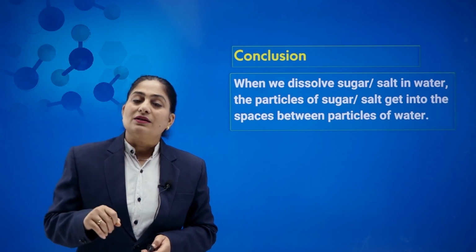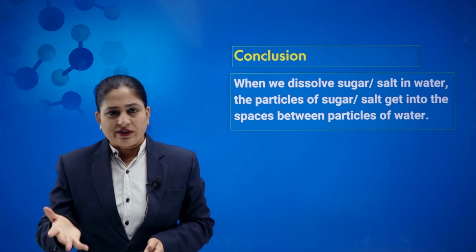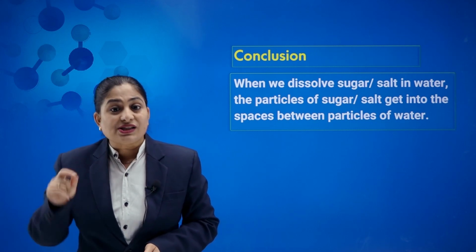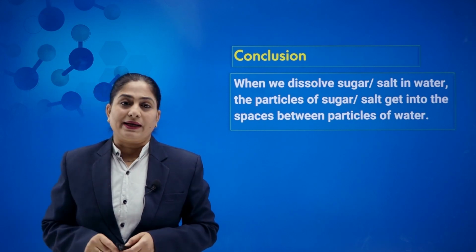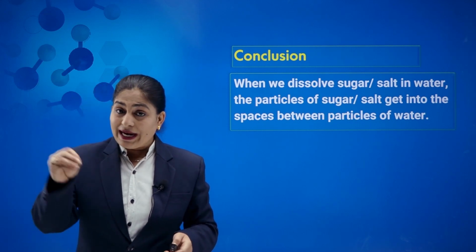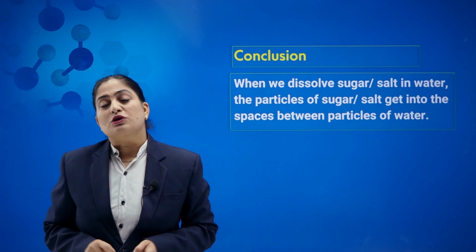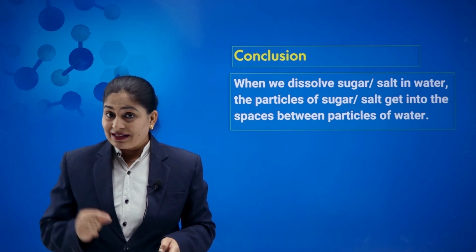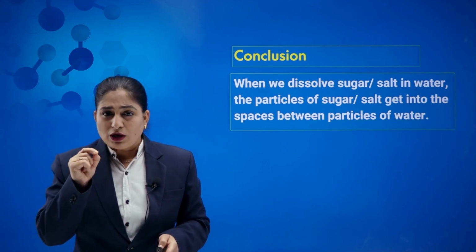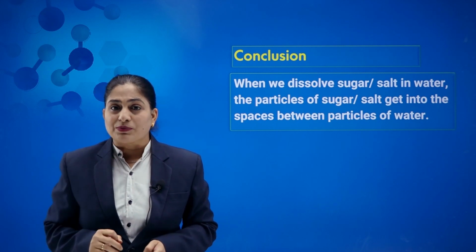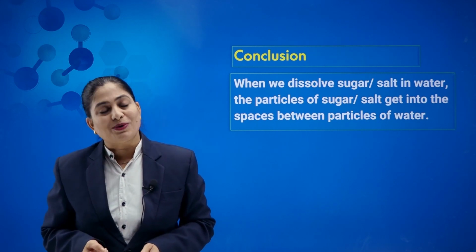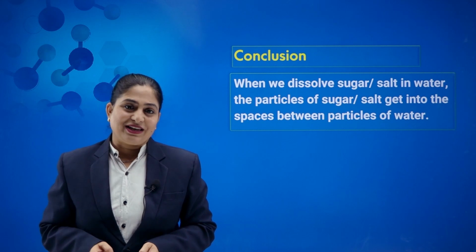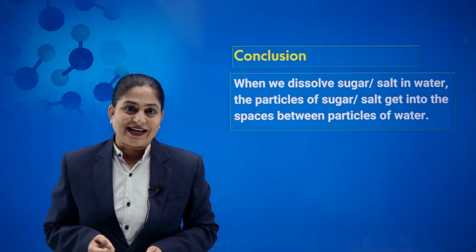Rather, the particles of the sugar or salt, whatever you take in the beaker, get into the spaces between the particles of matter. They will enter and get trapped in those spaces. So we can say that these particles are very, very small, so they can easily get trapped into the spaces of those water molecules. So this is how we can say that matter is made up of very tiny particles.